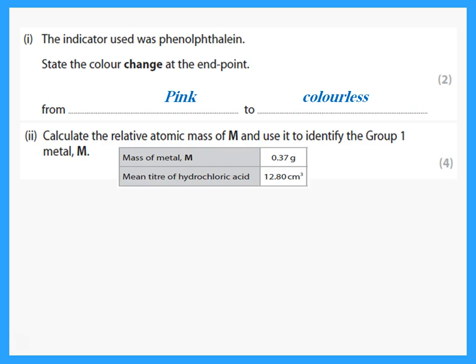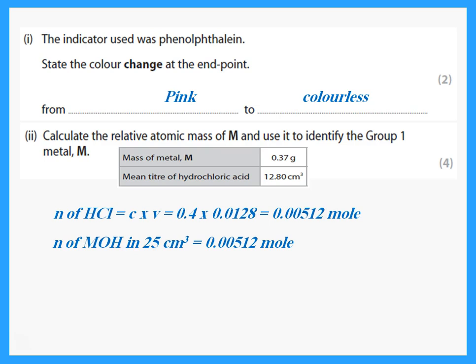Okay, how do we do this? He gives me mass of metal and the volume of hydrochloric acid needed. So the first thing that I need to do is get the number of moles of hydrochloric acid. We have the concentration of hydrochloric acid he gives in the question was 0.4, times 0.0128, that is the volume divided by 1000 in decimeter cubed. So this is the number of moles of HCl.